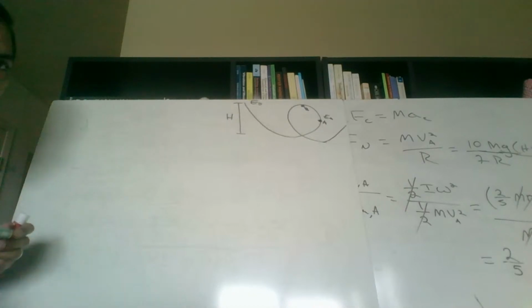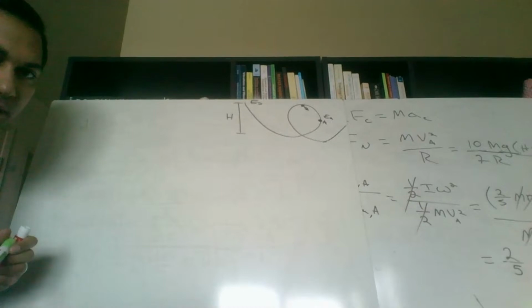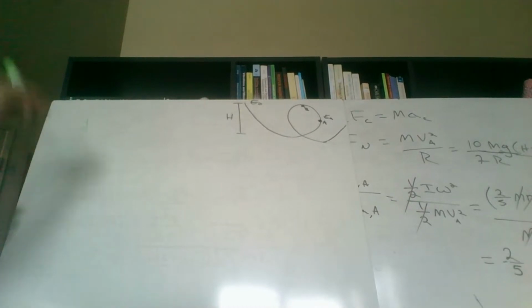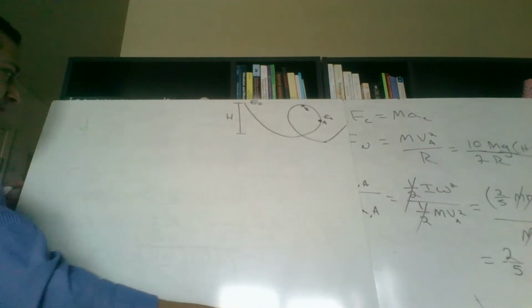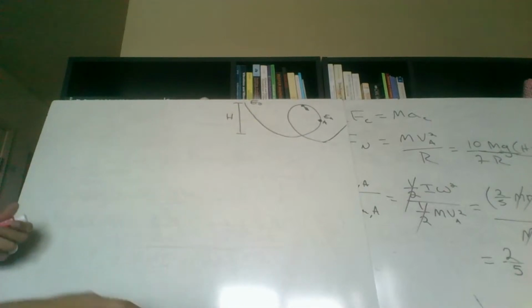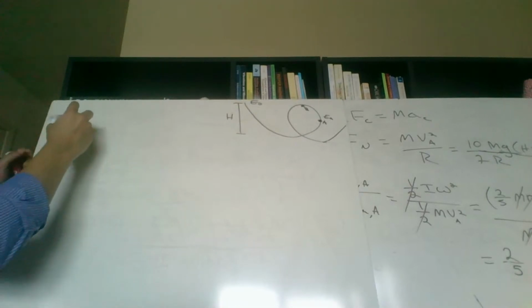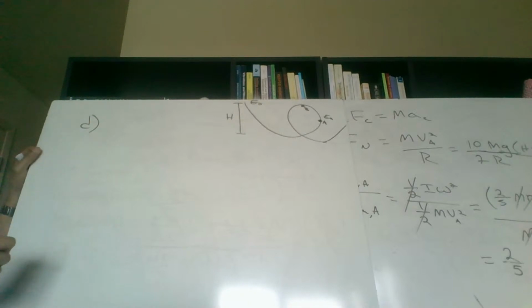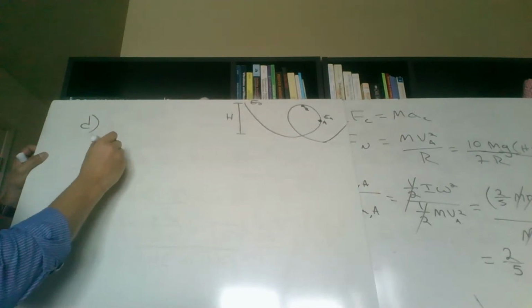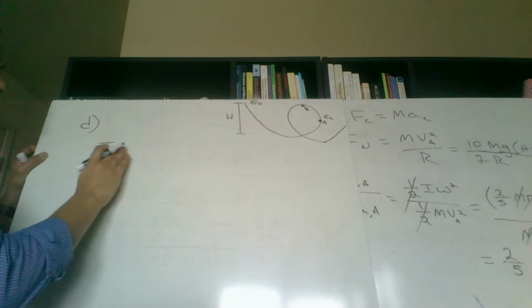I don't think you can see that color. That's a terrible color. You're gone. Okay, so part D. The answer is increase. That's not how you spell increase.